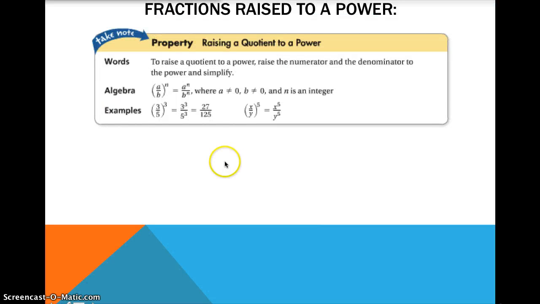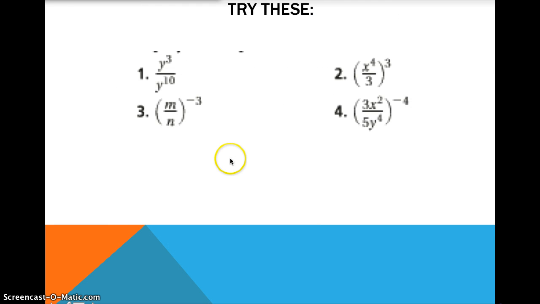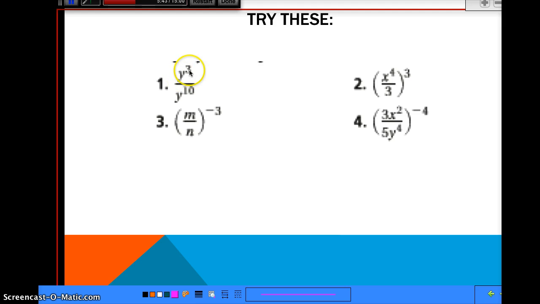So let's try some examples. We have y to the third, ignore these little dashes up here, that was from my snapshot, not done so well. Y to the third divided by y to the 10th would be y to the 3 minus 10 is negative 7. You're going to have to flip it and turn it into a positive 7.